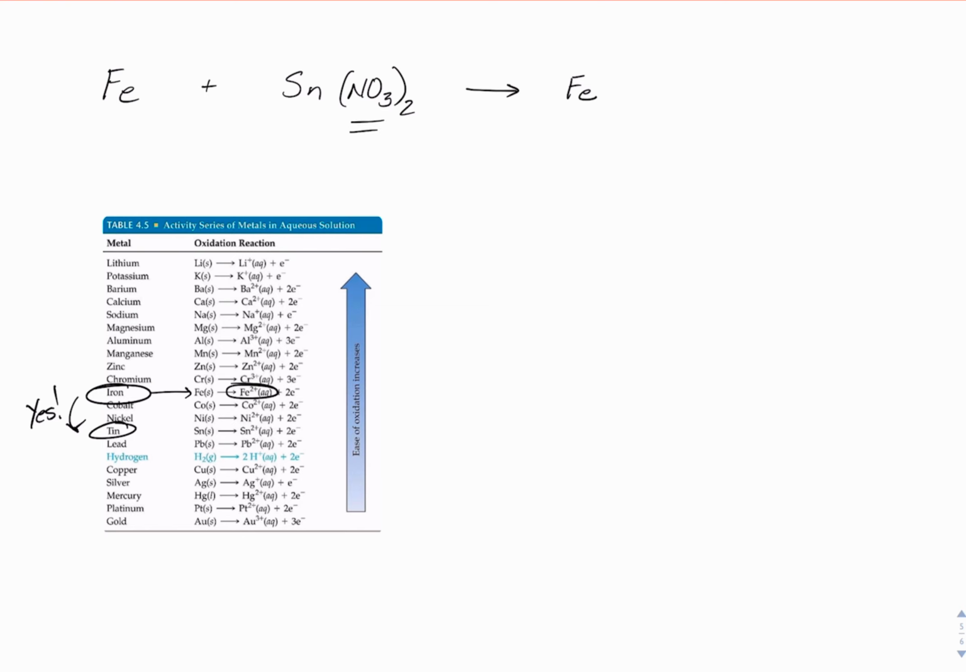Nitrates are all -1. So we'll need 2 of those to combine with Fe2 plus, and then we'll have Sn by itself. Now in this case, Sn is not considered a diatomic molecule, so you don't put a subscript behind that. We should make sure that this is balanced, and it looks like it is, so we're good to go on that. These are your 2 products, iron II nitrate and tin. Okay, those are single displacement reactions.